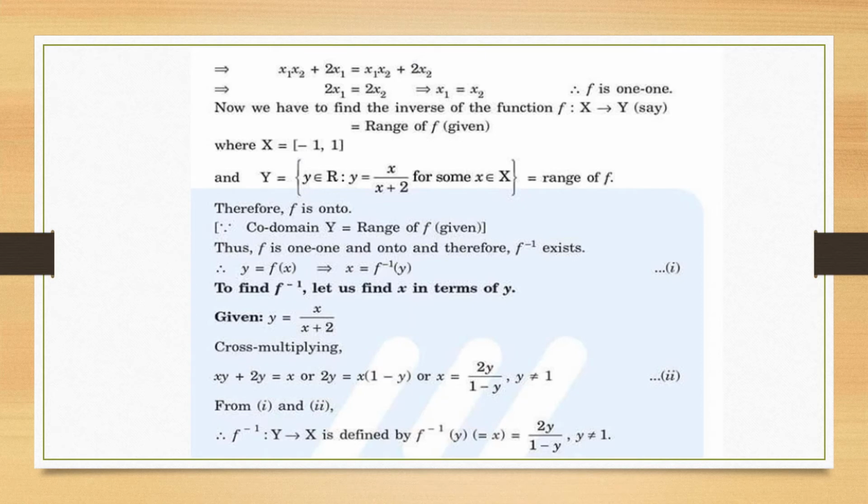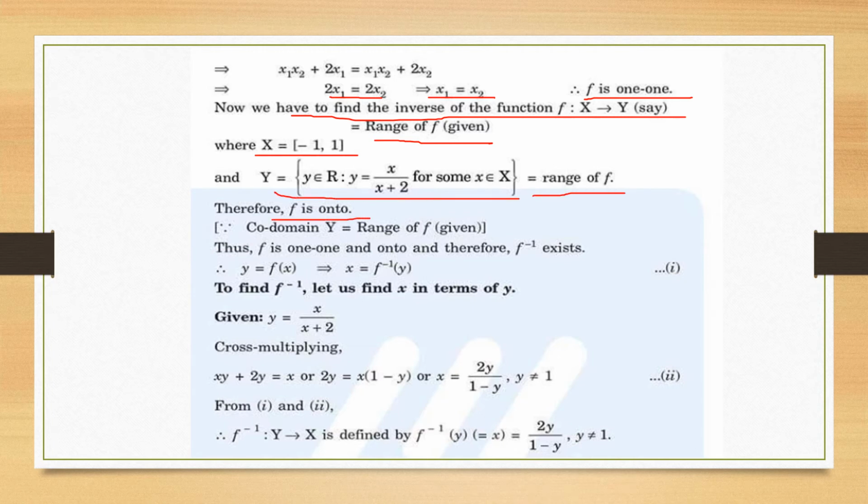So after cross multiplying and cancellation, I'll get 2x1 equal to 2x2, which means x1 equal to x2, so the function is 1-1. Now we have to find the inverse of the function, so that means the range of the function. The range of the function is equal to the codomain. That means the function is behaving onto also. Range is equal to the codomain, so this is the condition for ontoness. So the function is both 1-1 and onto, therefore it has its inverse.